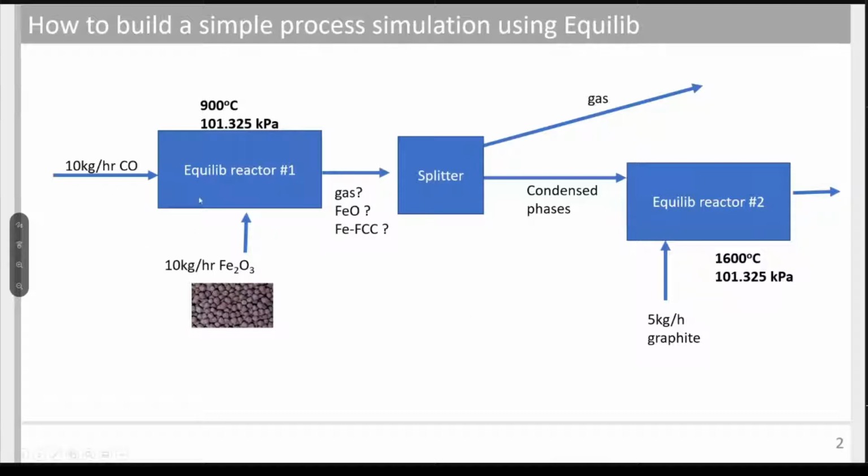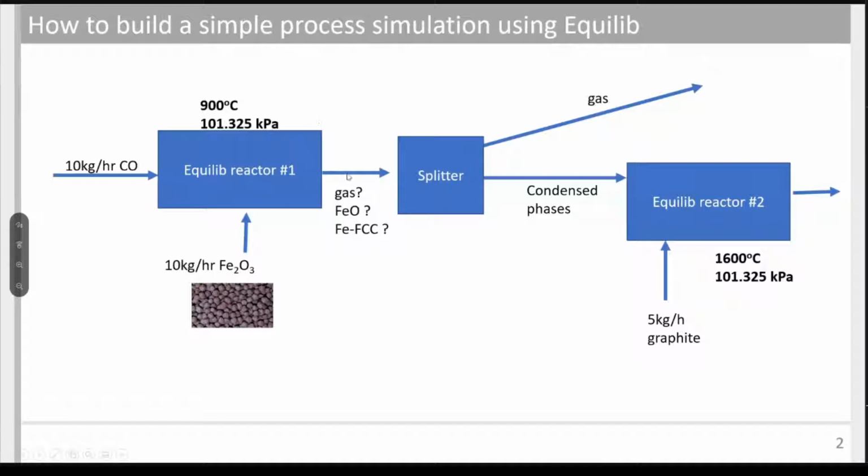So in this example, what I would like to do is to introduce in my first unit 10 kg per hour of CO, and I would like to react it with 10 kg of Fe2O3. Of course, knowing the metallurgy of the system, we would probably produce some austenite or some ferrite, depending on the temperature of operation, so FCC or BCC iron. If I don't have enough CO, then I will end up with some FeO remaining in my system. And of course, there will be a gas where the oxygen and carbon will be removed from the system.